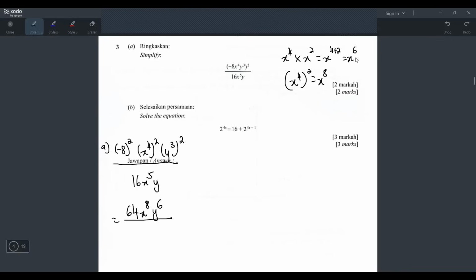That one has to be times. I already mentioned, I already explained here. Okay, what about the bottom? The bottom is 16, x power 5, y. Okay, now what do we do? It's very simple.